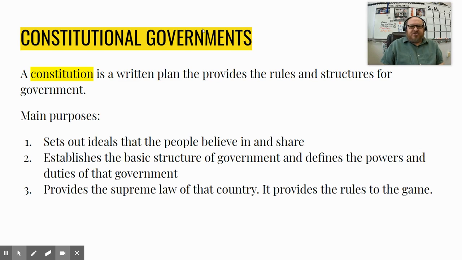Then we have constitutional governments. Okay, a constitution is basically just a written document, a written plan that provides rules and structures for the government. The main reason why constitutions are written is so that you have something actually written out that sets out the ideals and the beliefs of the people of that country. It creates a basic structure of government and defines the powers and authorities, responsibilities and duties of that government. And it provides the supreme law of the land. Okay, so basically, it provides all of the rules and structure for how the game of government, politics, and ruling a group of people is going to be played.